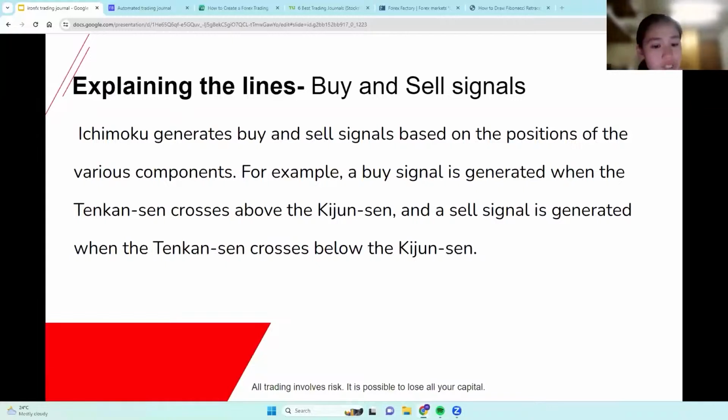So Ichimoku generates buy and sell signals based on positions of the various components. So for example, a buy signal is generated when the Tenkan-sen crosses above the Kijun-sen and Senkou span. And a sell signal is generated when the Tenkan-sen crosses below the Kijun-sen.